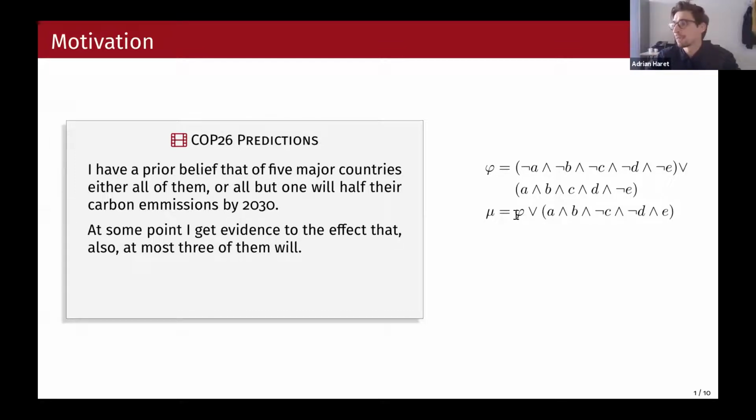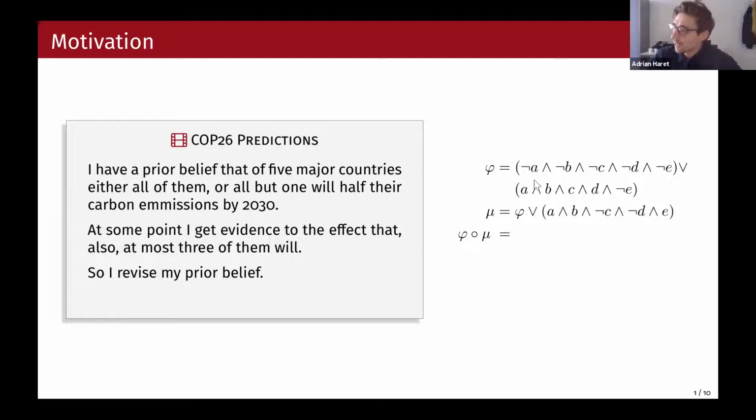But then I get some new information to the effect that maybe also, in addition, at most 3 of them will manage to meet their emission requirements. So A, B, and E. Now, this is a kind of contrived example, but I chose it such that it illustrates the main notions later on. So bear with me for a little while.